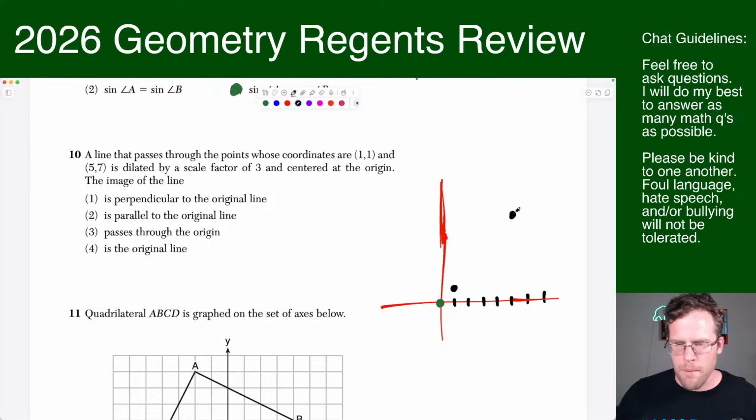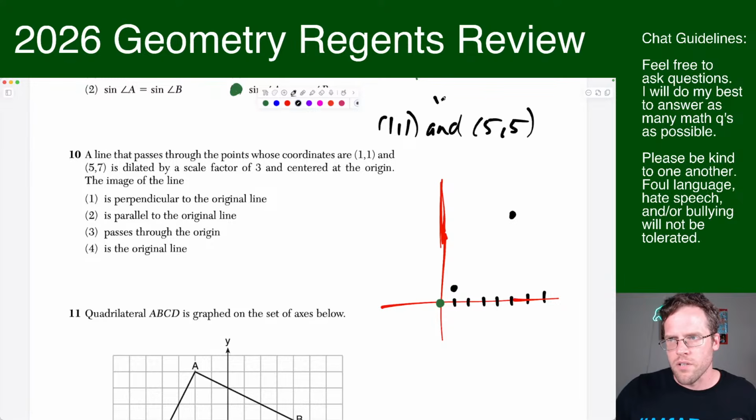This line actually would not pass through the origin. You know what? Yeah, so that this doesn't get too complicated, the line that connects (5, 7) and (1, 1) is not going to pass through (0, 0). Now, how I know that: if it was (1, 1) and (5, 5), then yes, this would be on the line y equals x, and if it's on the line y equals x, then (0, 0) would be on that line. But because it's not (5, 5), it's (5, 7), that wouldn't happen.